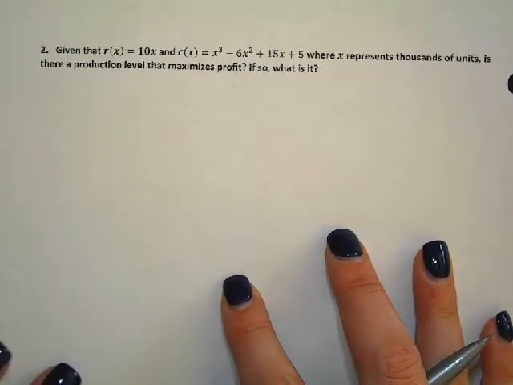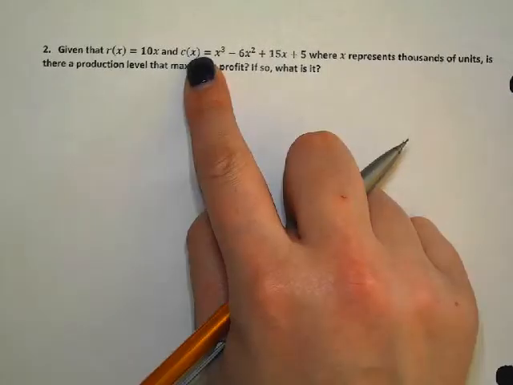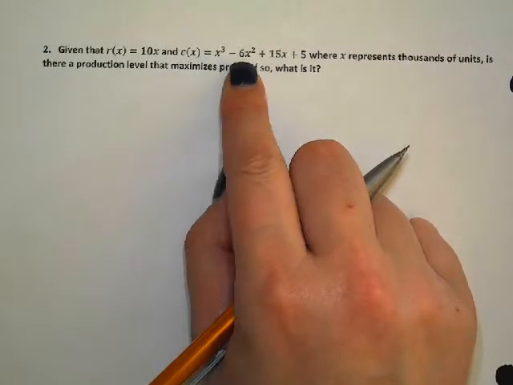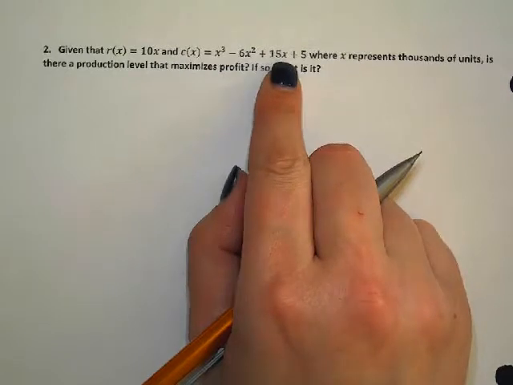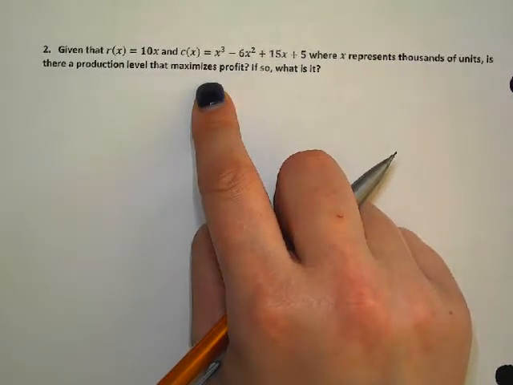All right, let's go to the next one. Given that the revenue is 10x and the cost is x to the third minus 6x squared plus 15x plus 5, is there a production level that maximizes profit? If so, what is it? This time we have to use a different formula than we used last time because we got to practice. So do you want to find P of x or do you want to do R minus C? They're basically the same. Let's do P of x.